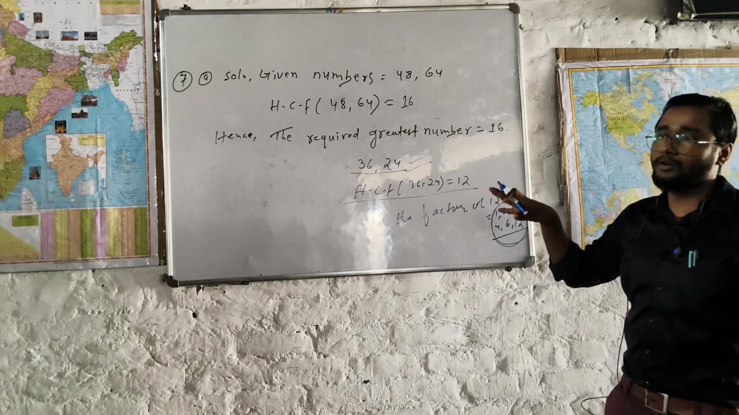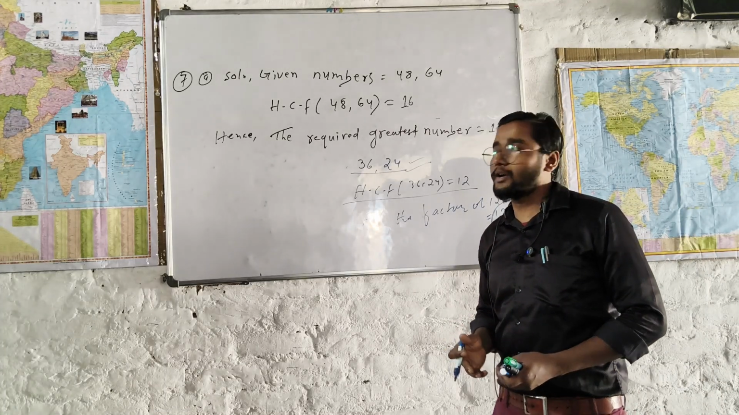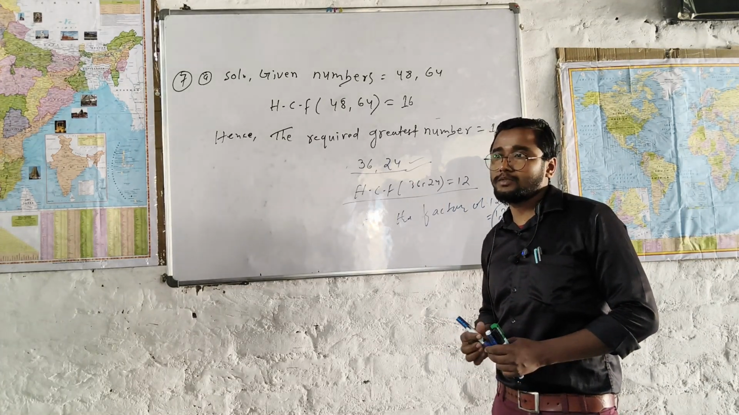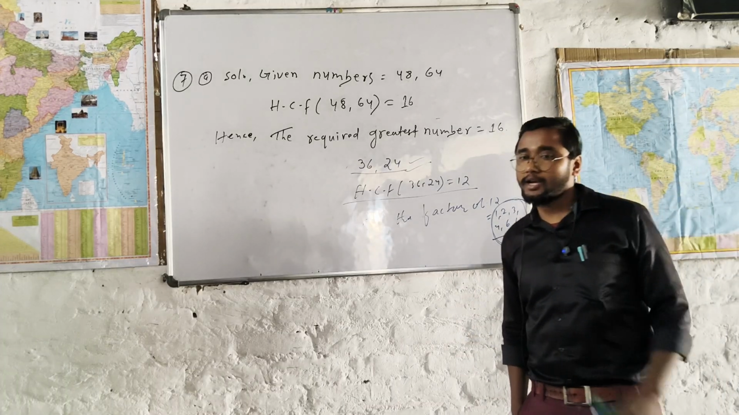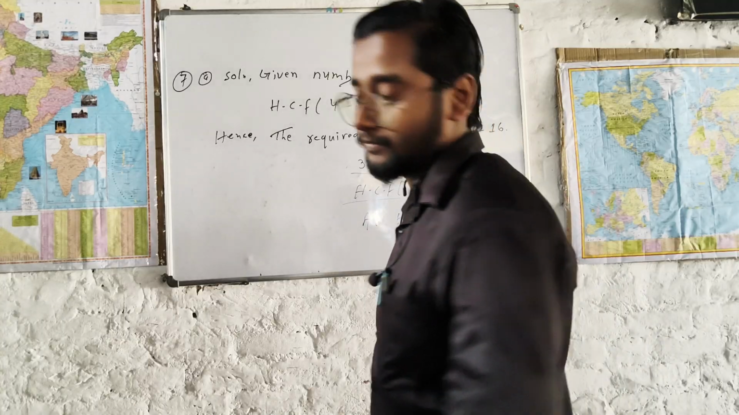That's why the question was asking to find the greatest number that will divide 36 and 24 together, right? That's a very important thing that we need to understand. I hope you understood that. Read out the next question.